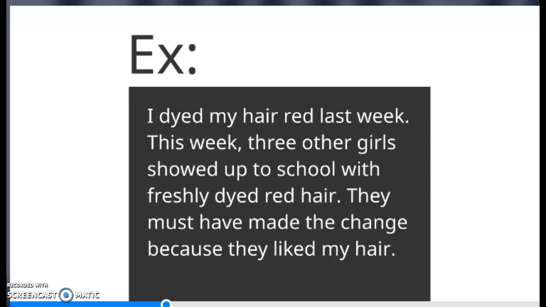Maybe they saw a TV show where a character had red hair and they were inspired. Maybe they had been planning on doing it for months. It does take a while usually to set up a hair coloring appointment. So this person has clearly committed a logical fallacy.